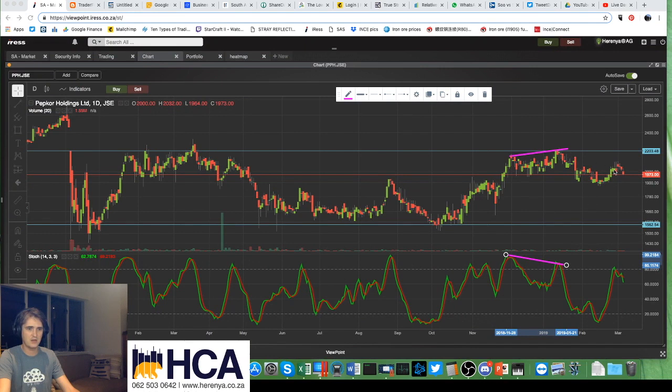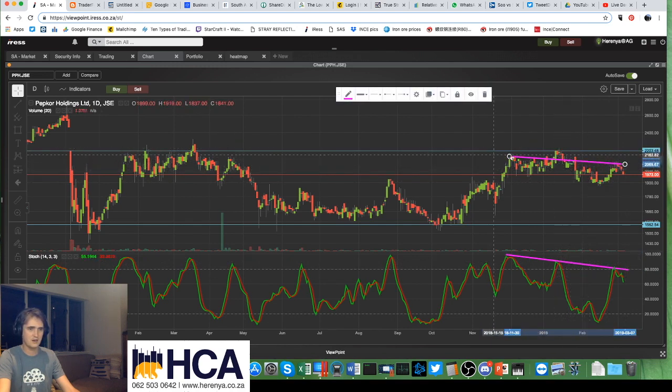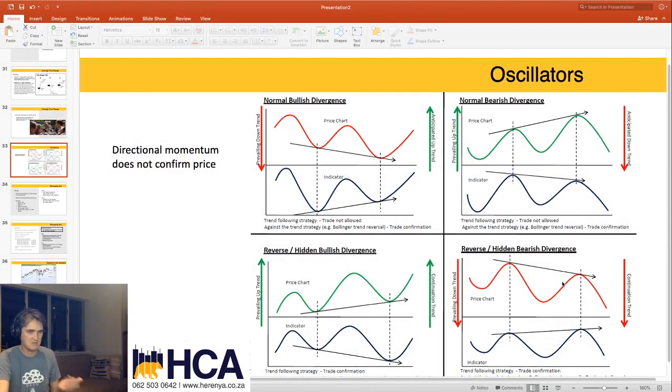Now we have lower highs and once again lower highs on our indicator, so we're going to move that there, and we're going to look at our indicator. Does this tell us anything? No, it doesn't, but we at least have had a bearish divergence signal to put in.